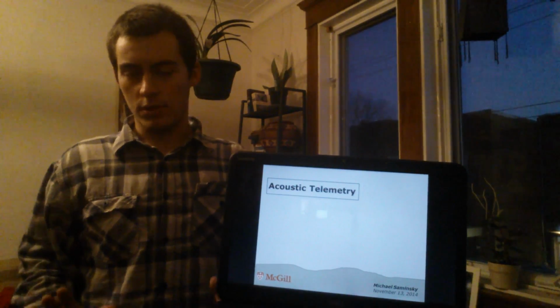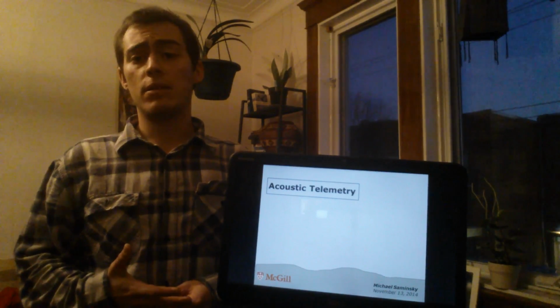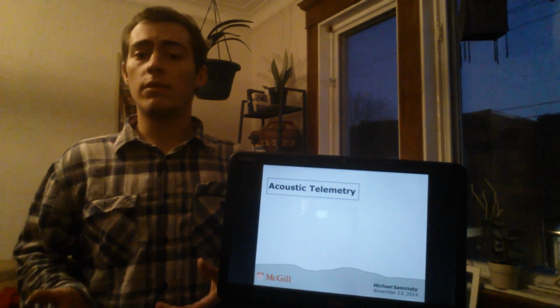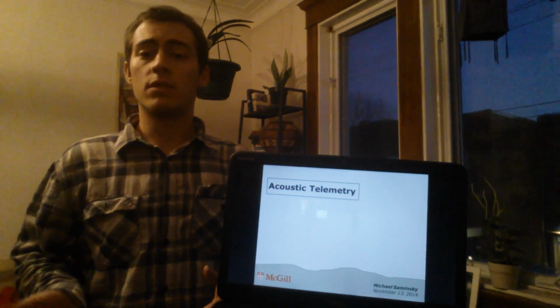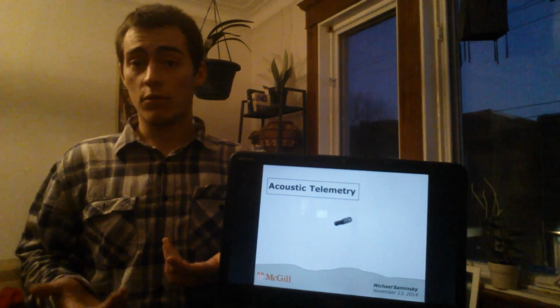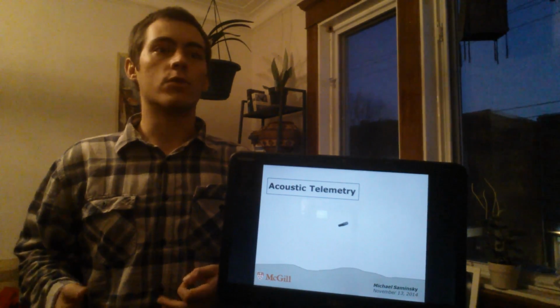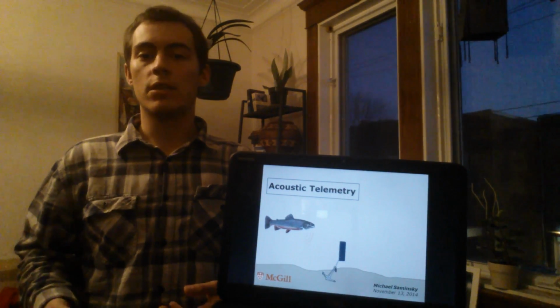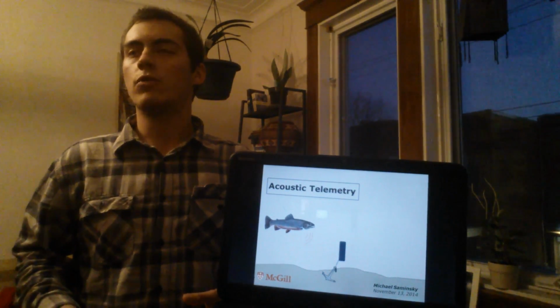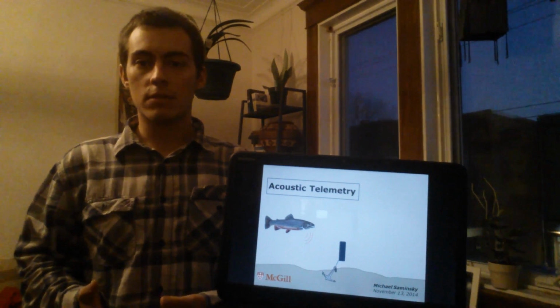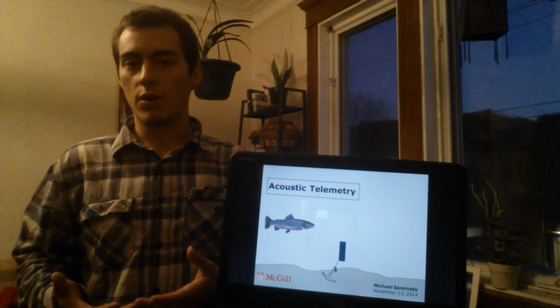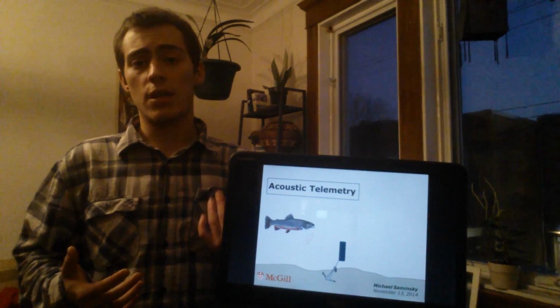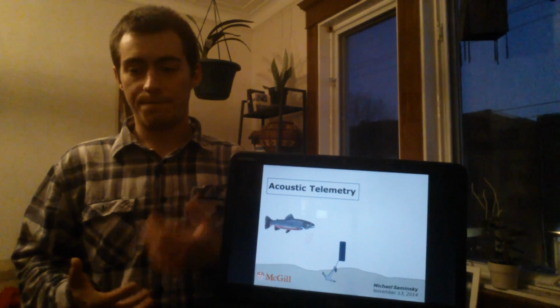So let's talk about acoustic telemetry first. At its basis, it's a way of remotely collecting information on aquatic organisms. It's a system that comprises a tag or transmitter that's attached or surgically implanted into an aquatic organism. Then the tag sends acoustic signals to a receiver which relate movement, presence or absence, or behavior of the aquatic organism. And the receiver can either be stationary or it can be tracking the animal as well.